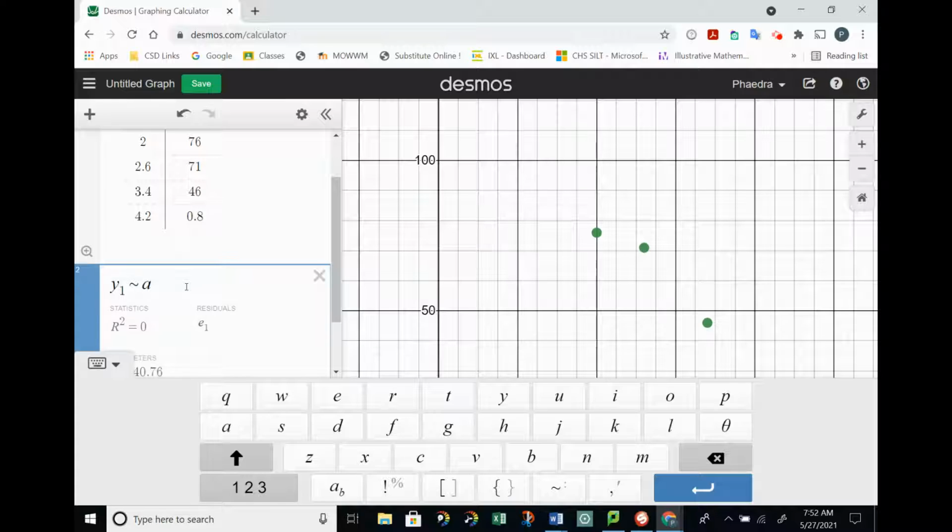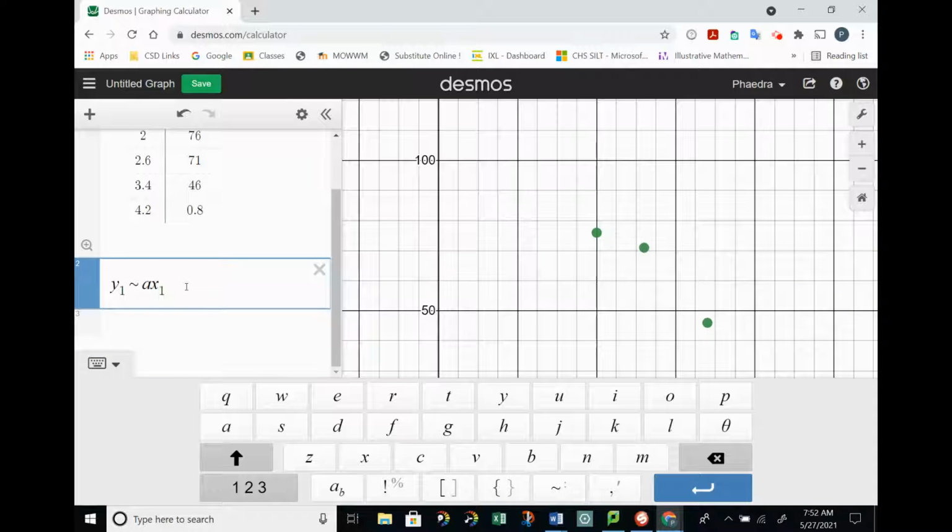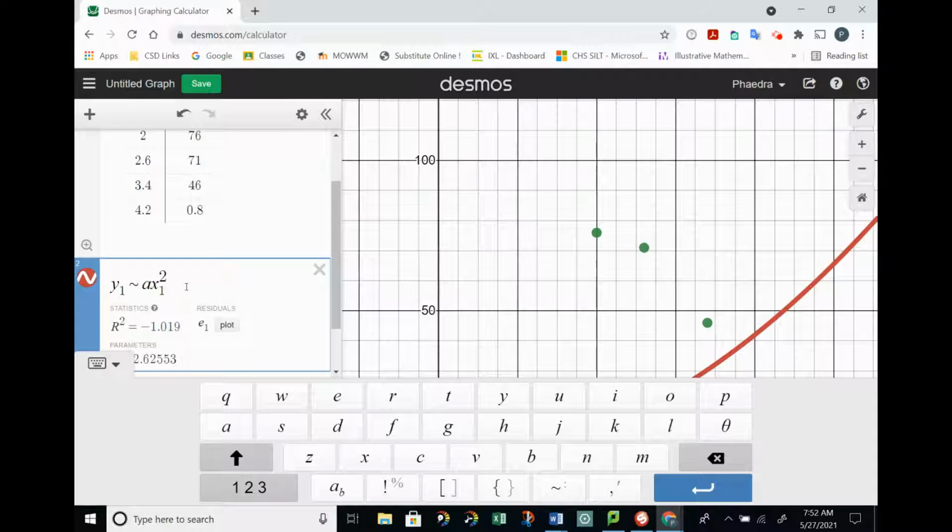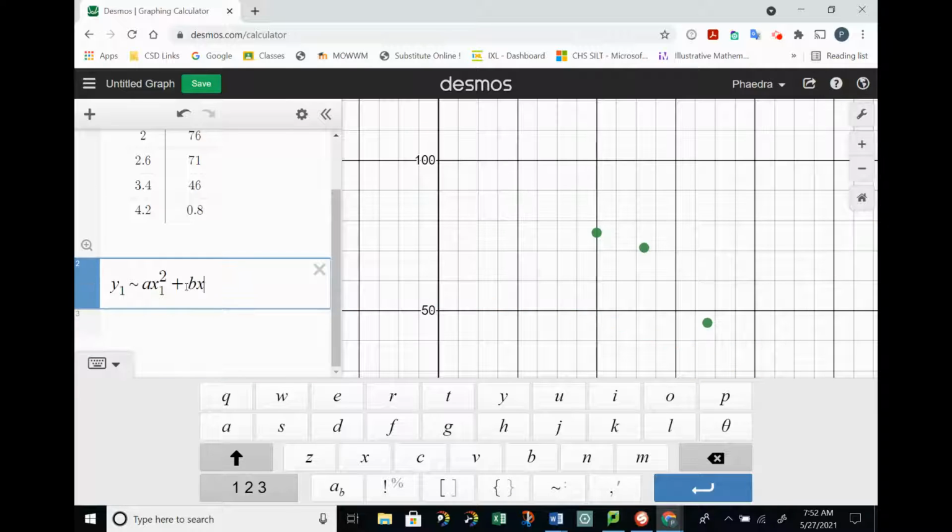Then you're going to type a, x1, and now you're going to square it, so I just hit squared. And then you arrow over and type plus b x1.